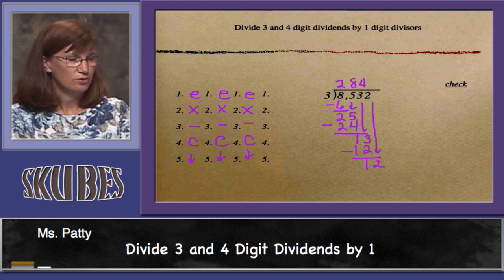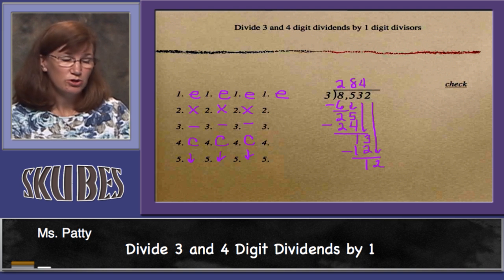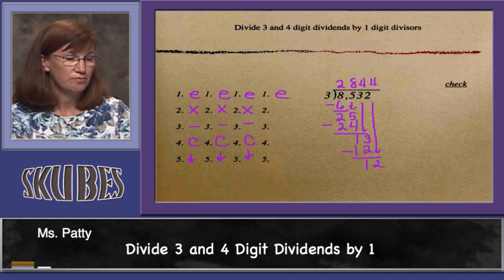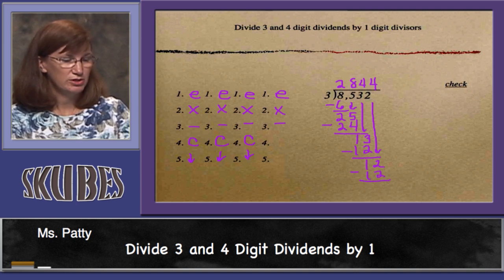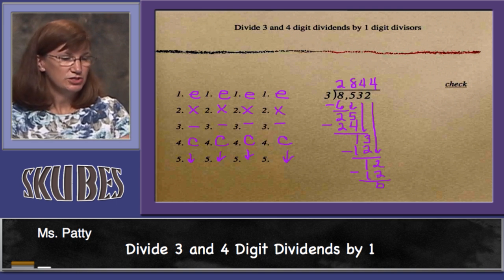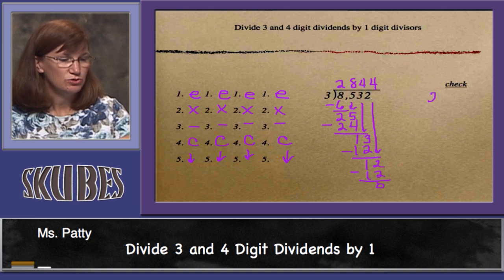And that's a 12. We estimate again. What times 3 will get me 12 or closer? And that's, of course, 4. Multiply. 4 times 3 is 12. Subtract. 12 minus 12 is 0. Compare. It's smaller. And there's nothing left to bring down, so we're done. So let's check this last problem.